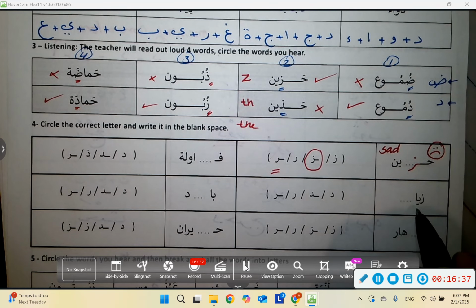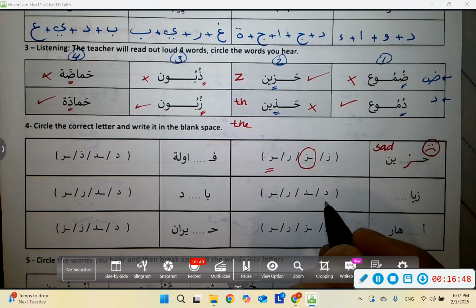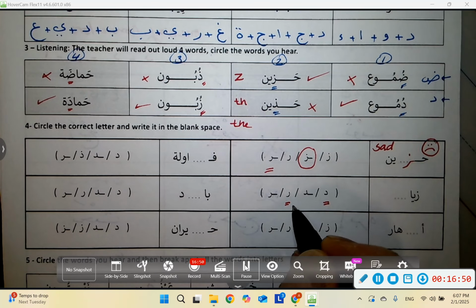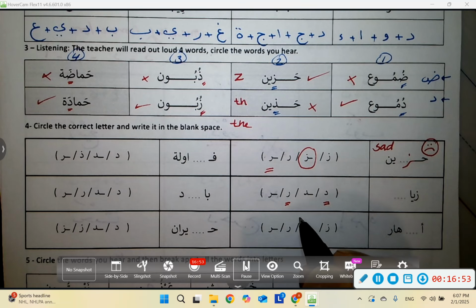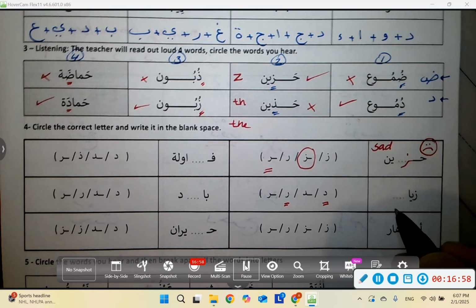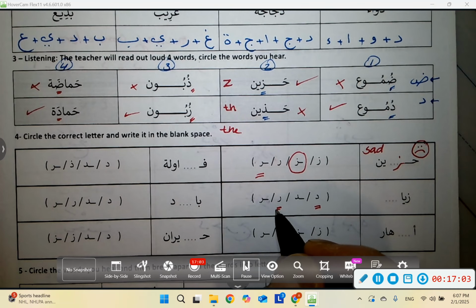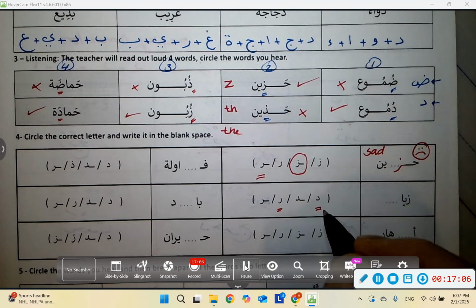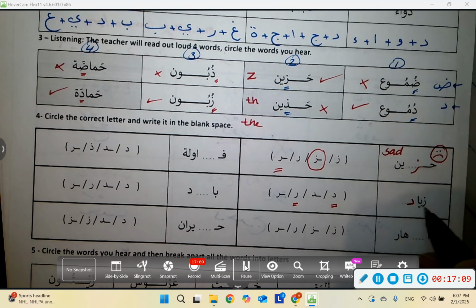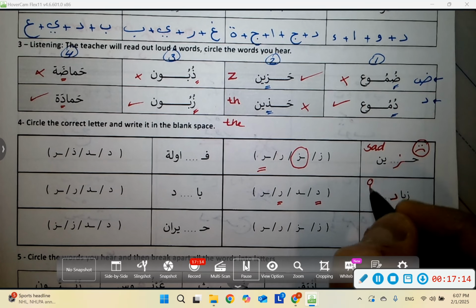Here, we need the letter that stands alone, because alif does not connect to the next letter. Ziya. So we have two possible ones. We can add the dal, we can add the ra, because both theoretically can fall here to complete the word. But if we choose ra, Ziyar has no meaning. So dal is the correct one. Ziyad, it's a name of a person.